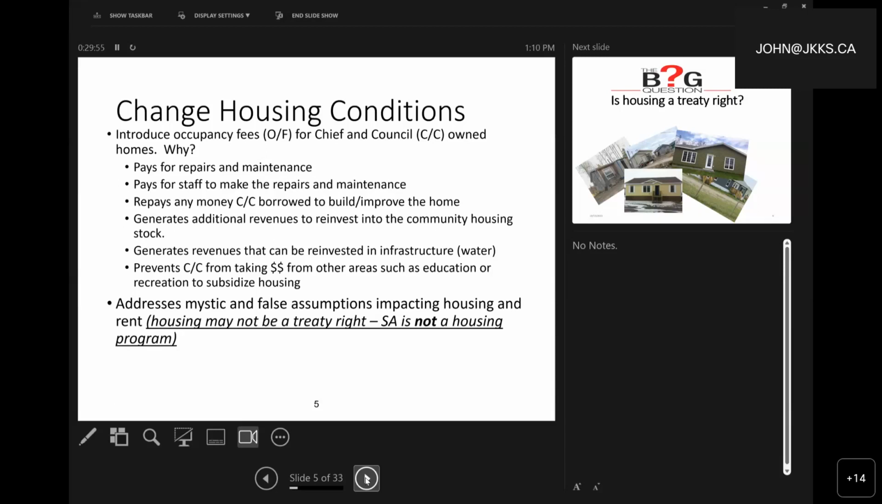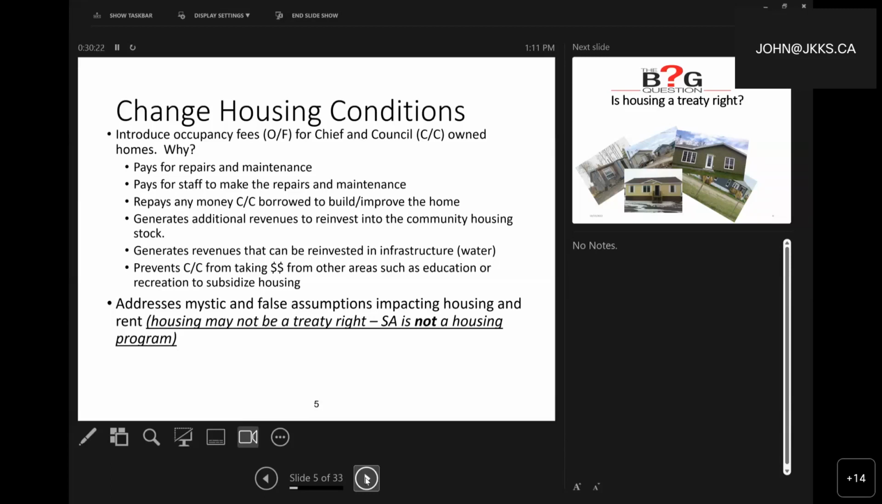Why do you want to collect an occupancy fee? Well, you have to pay for repairs and maintenance. You have to pay for staff to make those repairs and maintenance. If you call in a private contractor to repair a roof, you need that money, right? You need to repay any money that chiefs and councils borrowed to improve the house. You need to generate additional revenues to reinvest in community housing stock.